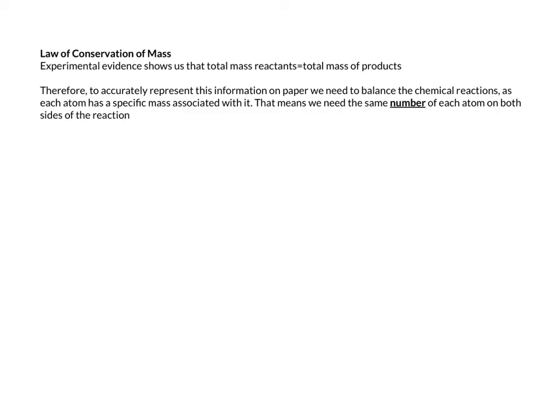Therefore, to accurately represent this information on paper, we need to balance chemical reactions. Each atom in the periodic table has a specific mass associated with it. So that means that we need the same number of each atom on both sides of the reaction. So that's where the balancing of chemical reactions comes into play. Because of the law of conservation of mass, there's no added or removed mass from a closed reaction. And this is why we balance chemical reactions.